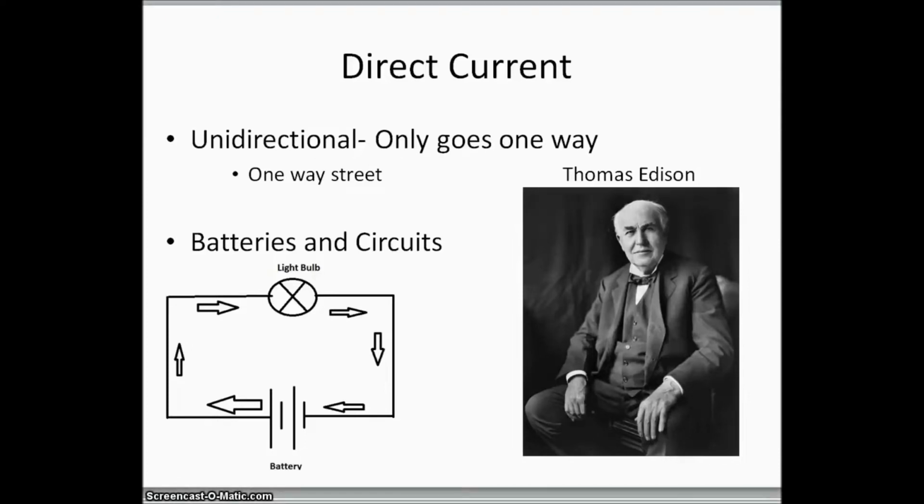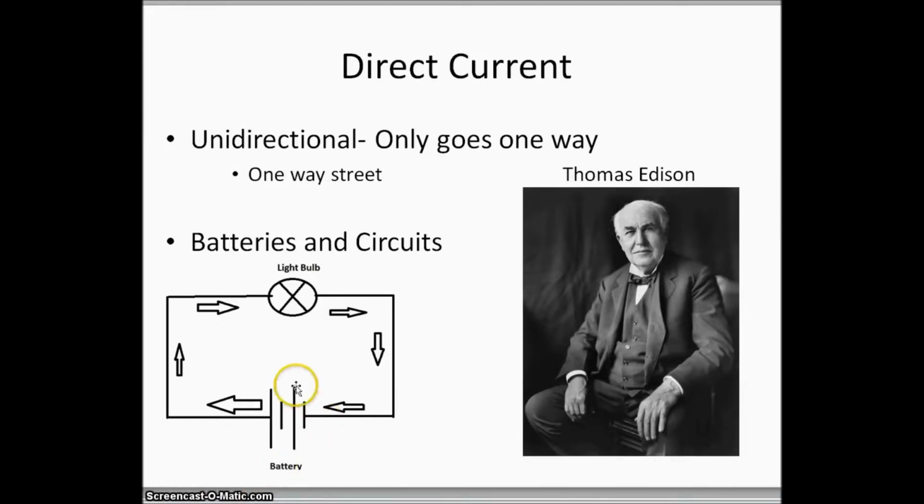The first current we're going to talk about is direct current. Direct current is what we call unidirectional, and what that means is it only goes one way. It's like a one-way road or a one-way street. This is just like batteries and circuits or anything with your remote controls, your Xbox, PlayStation, anything like that.